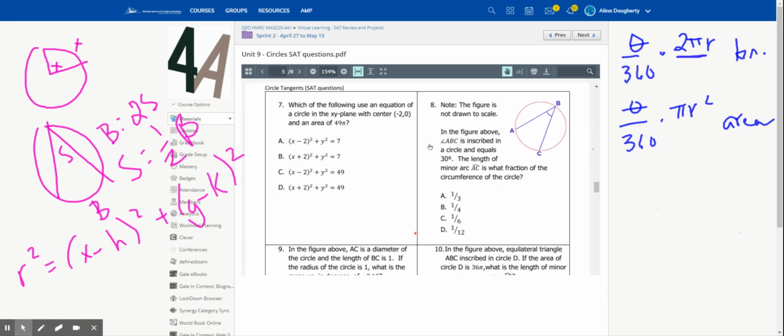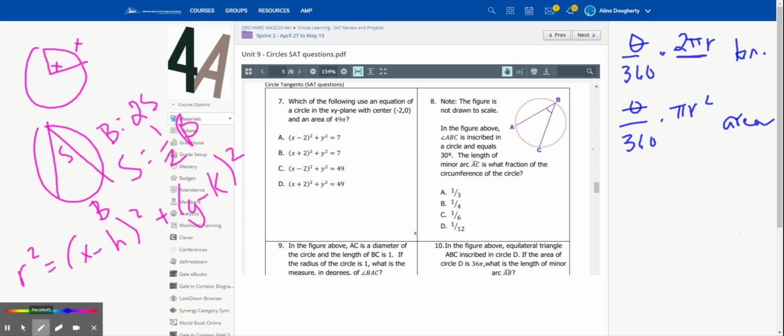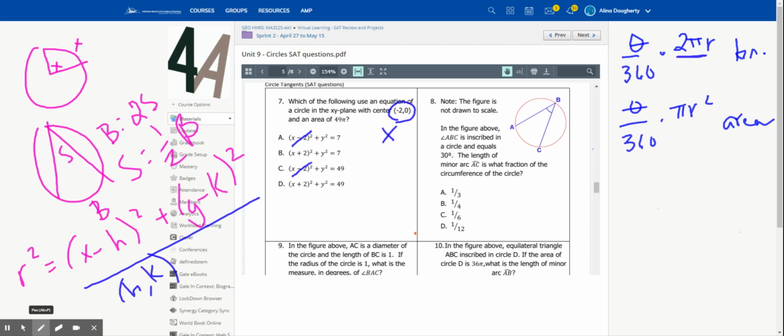All right, question number 7. Which of the following uses an equation of a circle? Okay, so I've got my equation of the circle over here, and I know -2 and 0. So the -2 is the x. So I know with the x, if I had h, k, if I have a positive h, I have a negative h. So if I have a negative h, I need to have a positive, right? So I've got to have +2, and then 0, and then an area of 49 pi. So if the area is 49 pi, and that equals pi r squared, we get rid of our pi's, we take the square root, r equals 7, and this has got to be r squared, right? So it can't be a 7, it's got to be this one. This is all process of elimination.